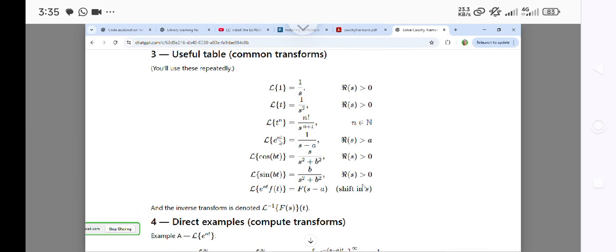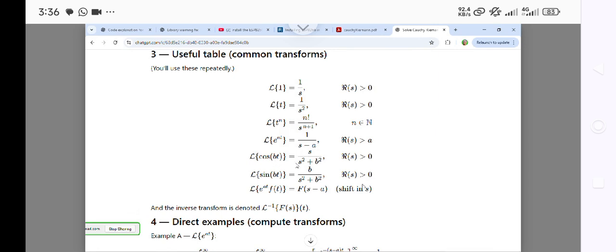The Laplace transform of exponential at is 1 over s minus a. If you put 3 here, you become s minus 3. If I put, let's say, 40, s minus 40. If it's exponential minus 7, it will be s minus minus 7, because there's a minus sign there. Which is what? s plus 7. So 1 over s plus 7.